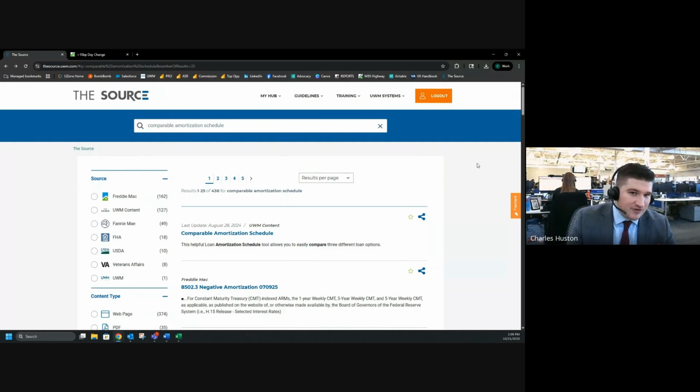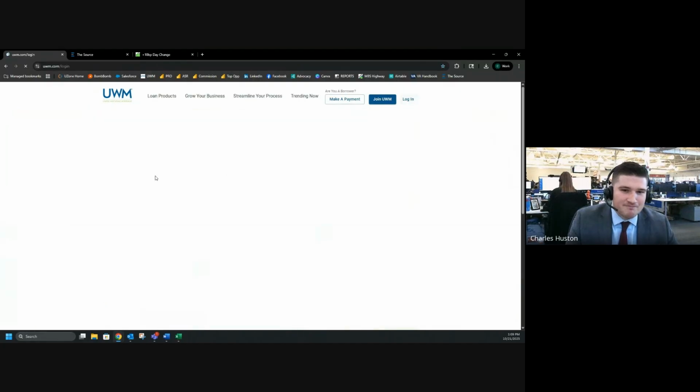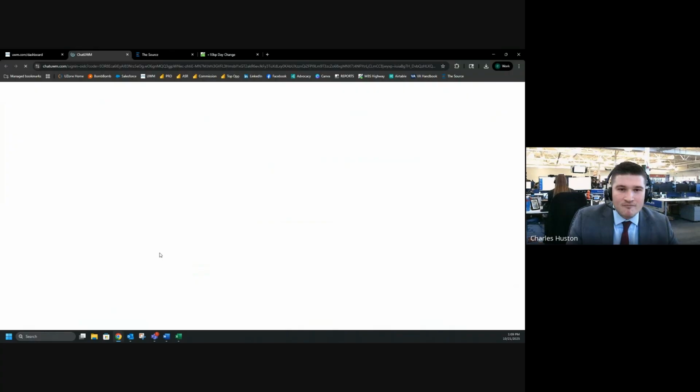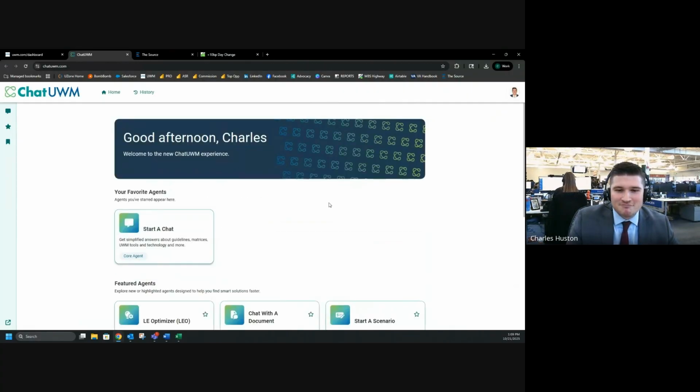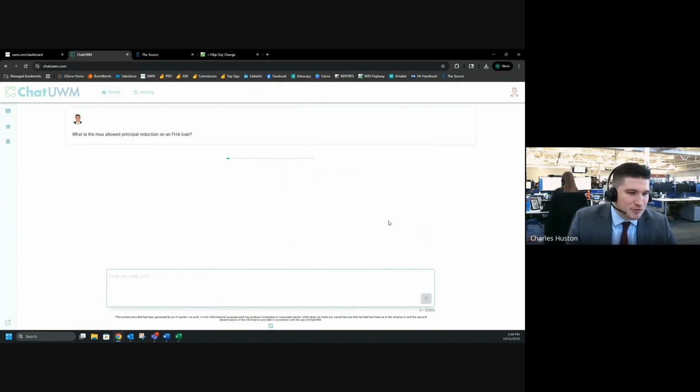So you can get this off of the source. And I know with Chat UWM now, it's a little bit difficult to get there. But all you got to do is go to Chat UWM and type in amortization. You can honestly click anything. For example, this is what I do. I get logged out of UWM too. Okay, so Chat UWM, just start a chat, right? This looks a little bit different than yours. Literally just click any prompt.